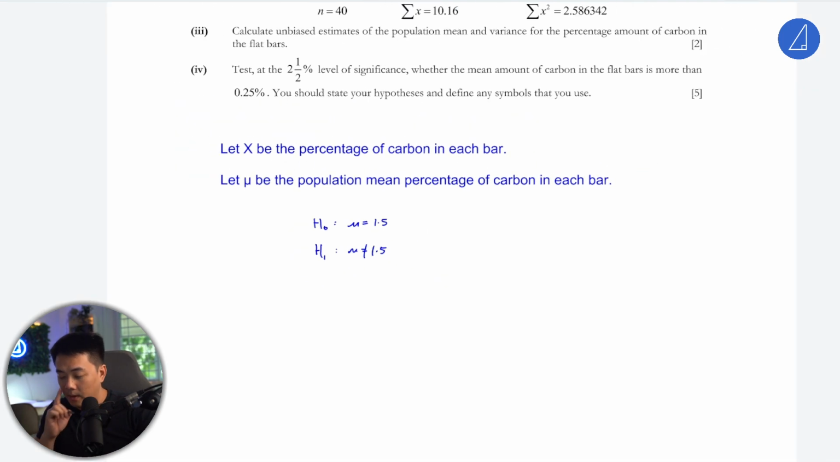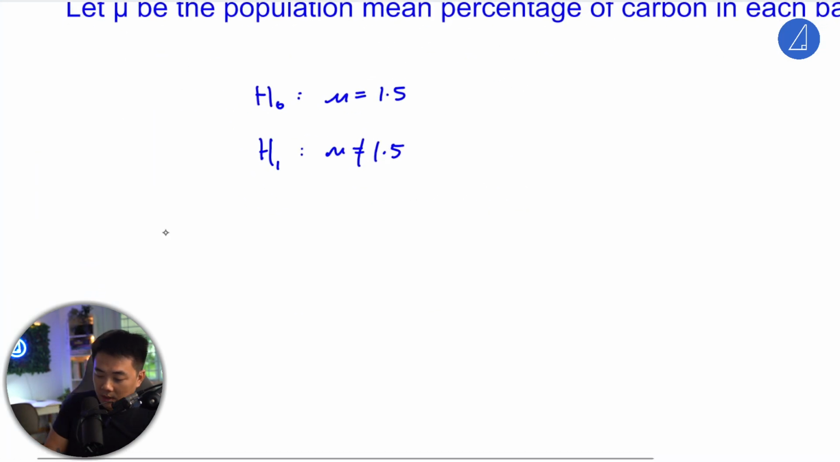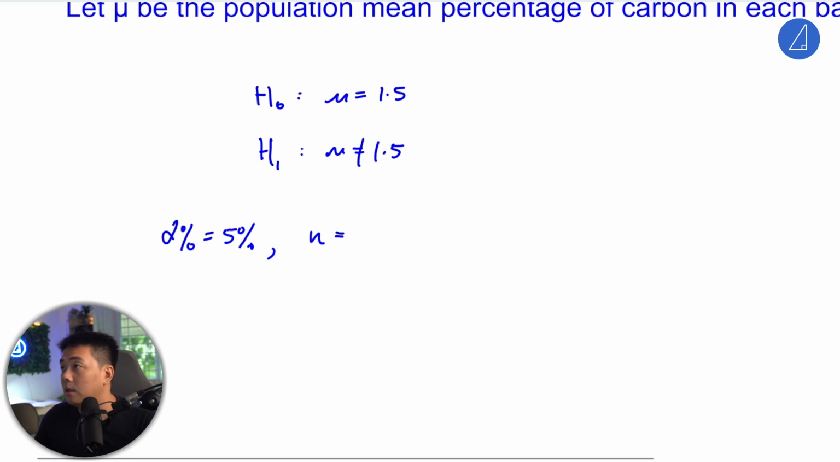Then I'm going to list everything down. We need alpha, which is 5%. Then our n: we took how many bars? 15 bars. And we also have the population standard deviation of 0.09.